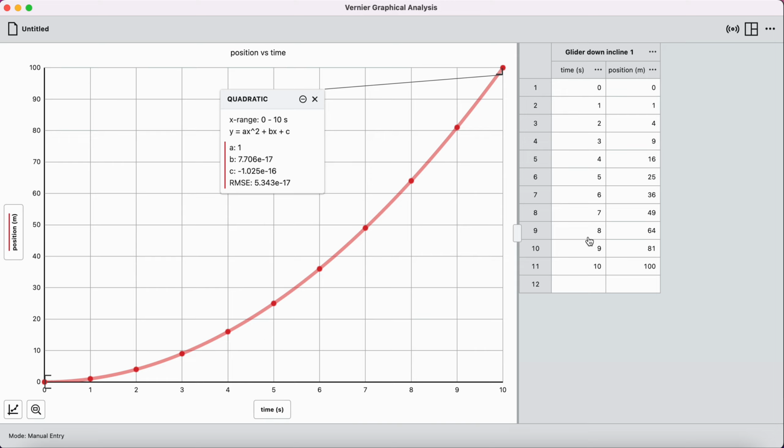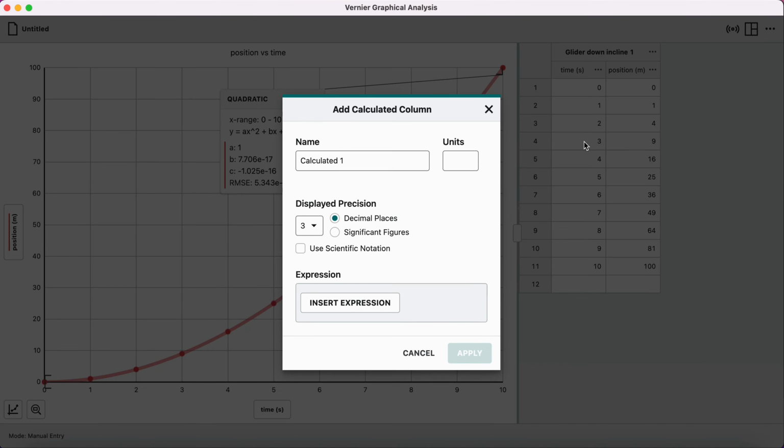If we go to our data table, I want to square the time data, so I'm going to click the 3 dots next to where it says time. After that, I'm going to add a calculated column, not a manual column. That would be if I was typing in data manually. Here, I want Graphical Analysis to do some math for me. This calculated column is going to be time squared, so I'm going to write time caret 2 for time squared. The caret is shift 6 on your keyboard. Time was measured in units of seconds, so time squared we measure in units of seconds squared.